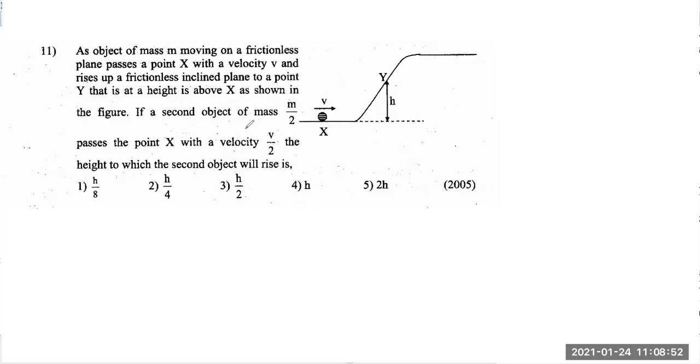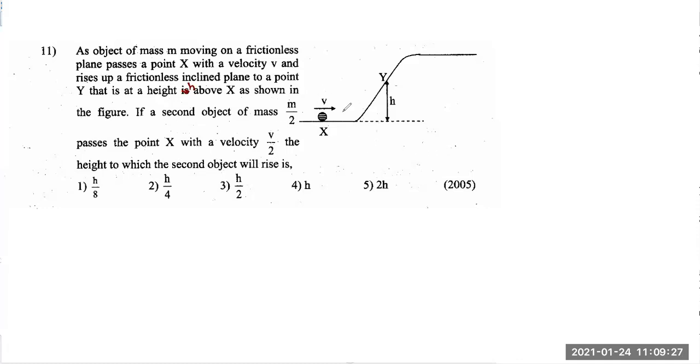2005 is the next question we're going to discuss under energy and work. An object of mass m moving on a frictionless plane passes a point x with a velocity v and rises up a frictionless inclined plane to a point y that is at a height h above x, as shown in the figure. If a second object of mass m by 2 passes the point x with velocity v by 2, what is the height to which the second object will rise?